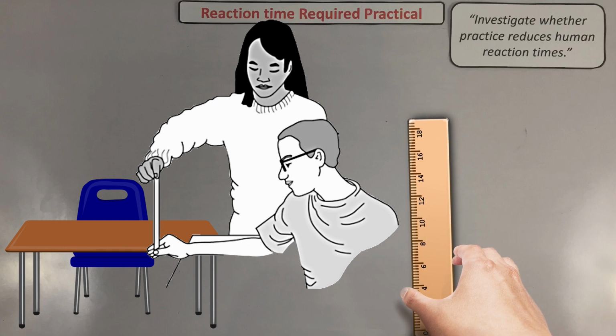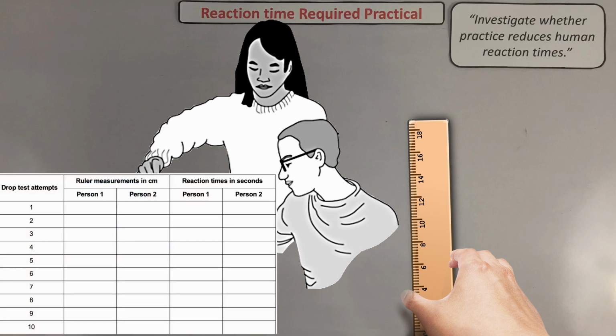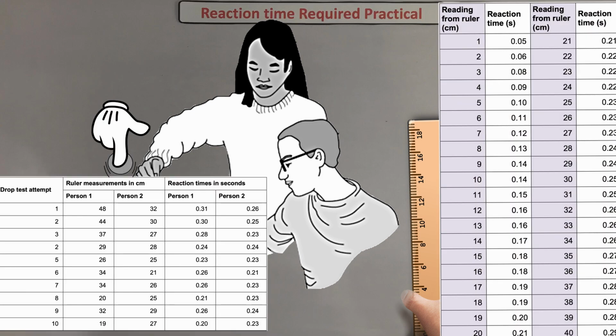Number 5, you record your distance in a table like this and repeat to get a total of 10 results. Number 6, switch places with your partner and repeat the experiment. Then number 7, you're going to use a conversion table which looks like this. This converts your distance into reaction times. Now it is very likely that you will see some decrease in reaction time. That just shows you that the more you practice, the better you become at something.